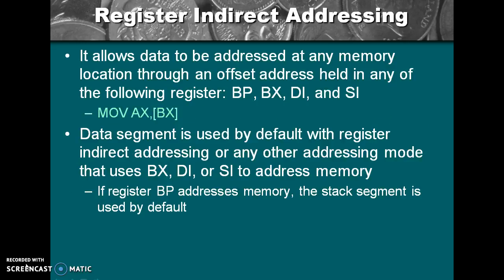Register indirect addressing allows data to be addressed at any memory location through an offset address held in any of the following registers: BP, BX, DI, and SI. For example, MOV AX, [BX]. Since the bracket is specified, that is indirect addressing. The bracket indicates that BX contains the memory location. The data segment is used by default with register indirect addressing, or any other addressing mode that uses BX, DI, or SI to address memory.